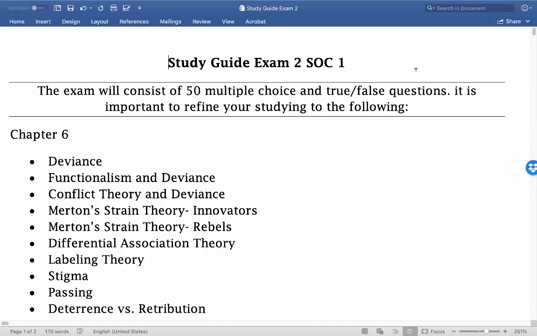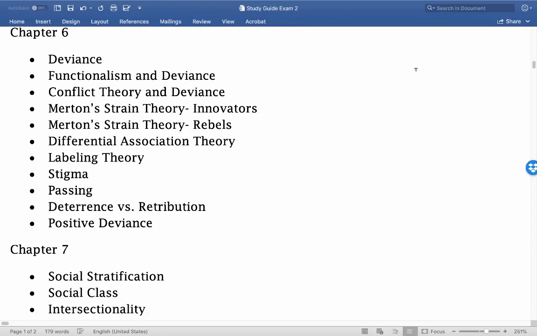Okay, so this is the exam review for exam 2, Soc 1. Alright, so first up, chapter 6, just the definition from your book of deviance, that it's a behavior, trait, or belief, or other characteristic that violates a norm and causes a negative reaction, right?